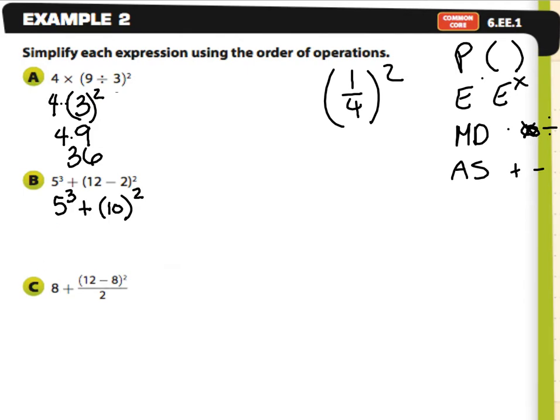5 cubed means 5 times 5 times 5, which I know is 125. Now I can do both exponents at once because they're both exponents on their own. So I can do 125 and do 10 squared, which is 100. And I know 125 plus 100 is 225. All right.